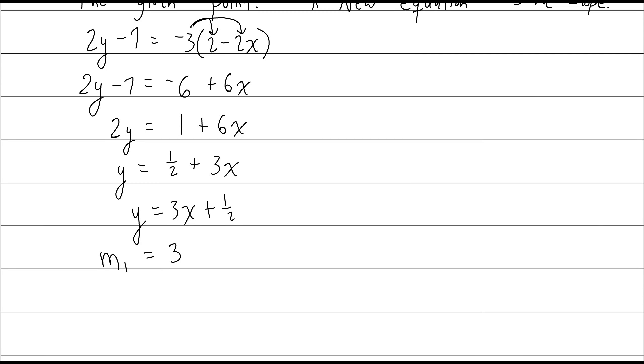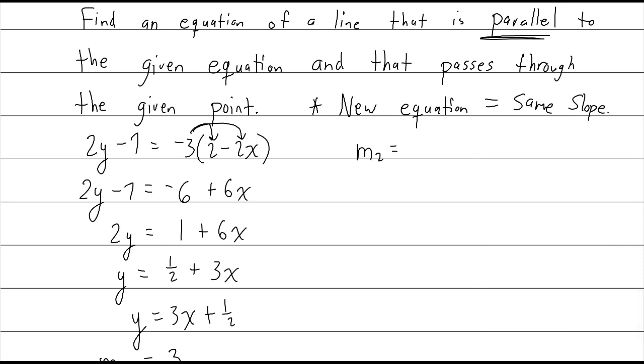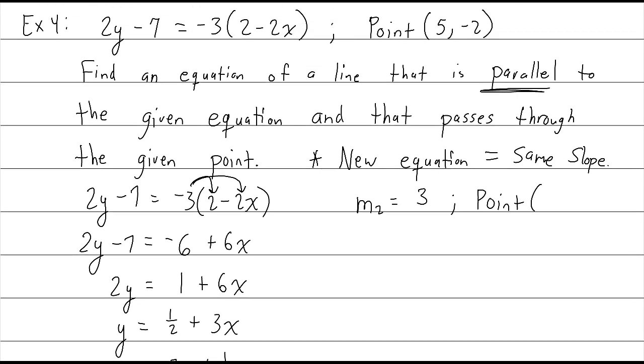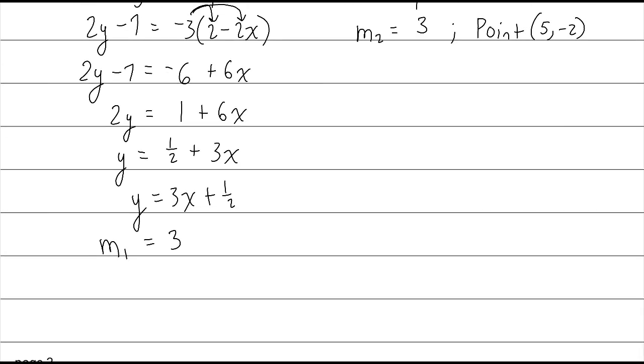So then I have to ask, what is the slope of the second line? Well, if I want it to be parallel, then they have to be the same. So I'm going to have to say it's 3. Okay. And then we also, remember, we're given the point. This new line has to pass through the point 5, negative 2. This should look familiar, right? I'm given a slope and a point, and I'm asked to find the line. Okay, we've done this plenty of times before.